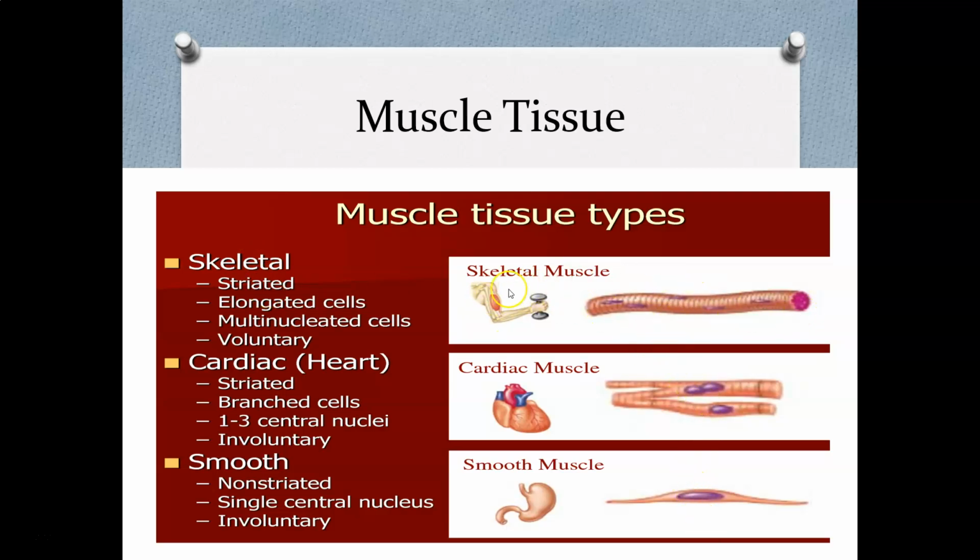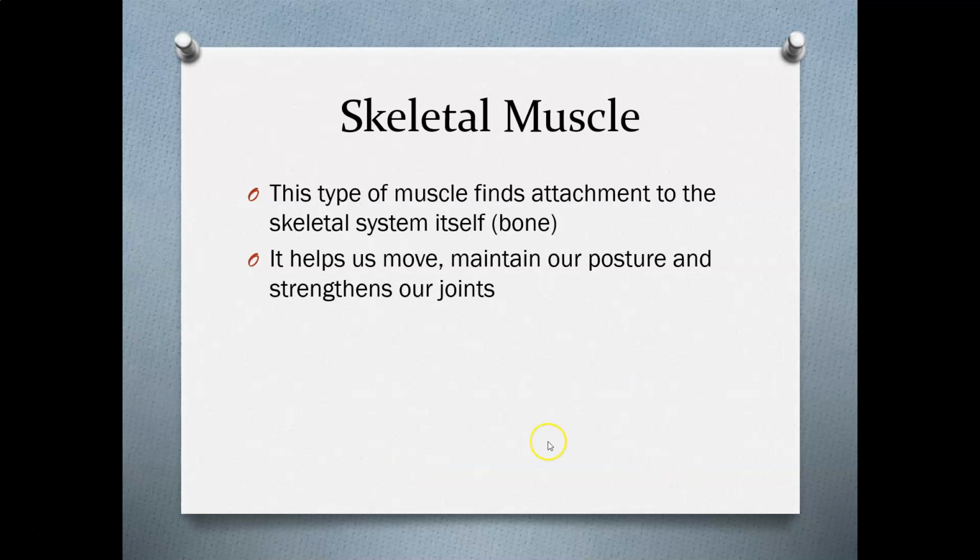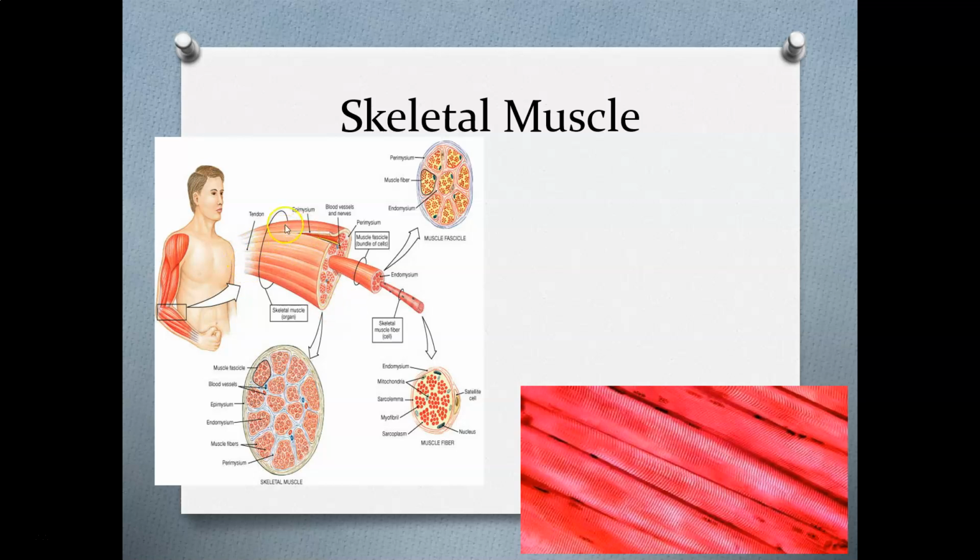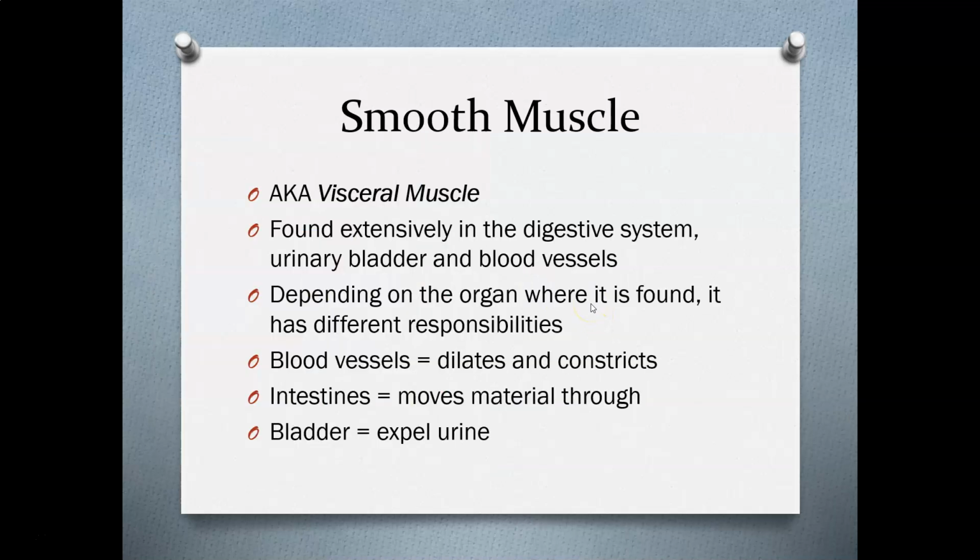Skeletal muscle causes bones to move at joints. Cardiac muscle, of course, causes movement of blood because it makes the heart contract. And then smooth muscle can make food materials pass through the gut, for example. Skeletal muscle finds attachment to the skeletal system itself, in other words, bone. It helps us move, maintain our posture, and strengthens our joints. So we can see it here. We've talked a little bit about this. We will be going into this in a little bit more depth in clinical anatomy 1.